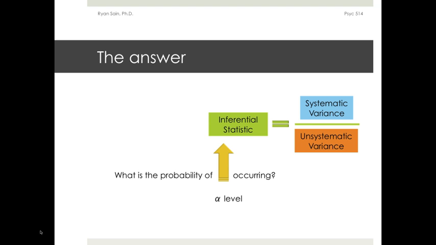But 0.05 is a good starting point. So we're always going to ask that question, what's the probability of that statistic occurring? And we look it up. And if that's less than 5%, we're significant. That's all there is to it.